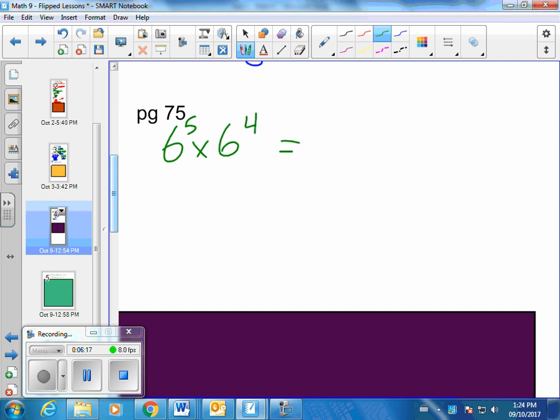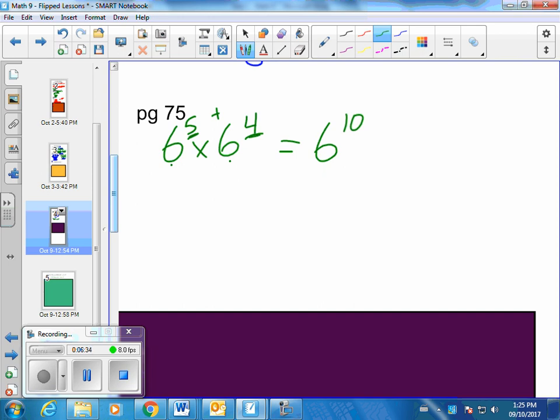After seeing our last little demonstration there, we know our shortcut. So instead of doing all the extra writing out, I'm just going to look at the exponents. Since they have the same base, I'm going to add these exponents. So now I get 6 to the 10th power.